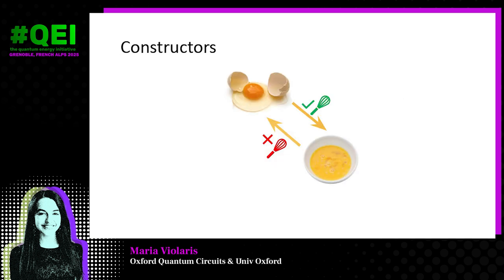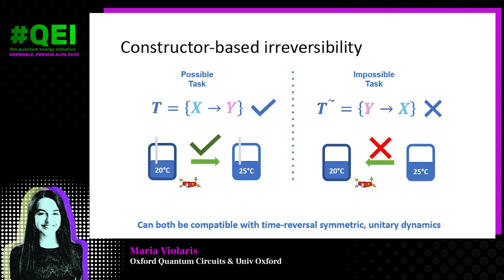And you could also imagine that you can have a constructor for scrambling an egg, but you can't have a constructor for unscrambling an egg. And this is an example of irreversibility, that you can do a task in a forwards direction and not in the reverse direction. And that's the idea behind a new way of formulating irreversibility based on these principles, called constructor-based irreversibility. And the idea here is that a task can be possible within this definition of possible, and the opposite task impossible, even with all the underlying dynamics being reversible and, when applied to quantum theory, unitary.